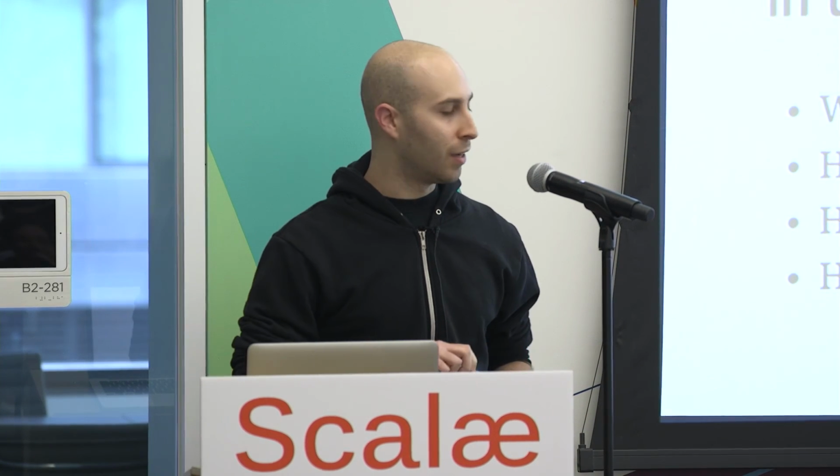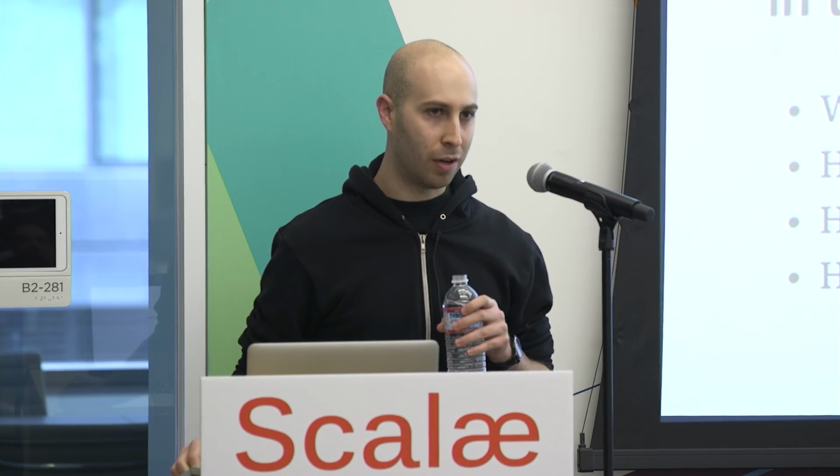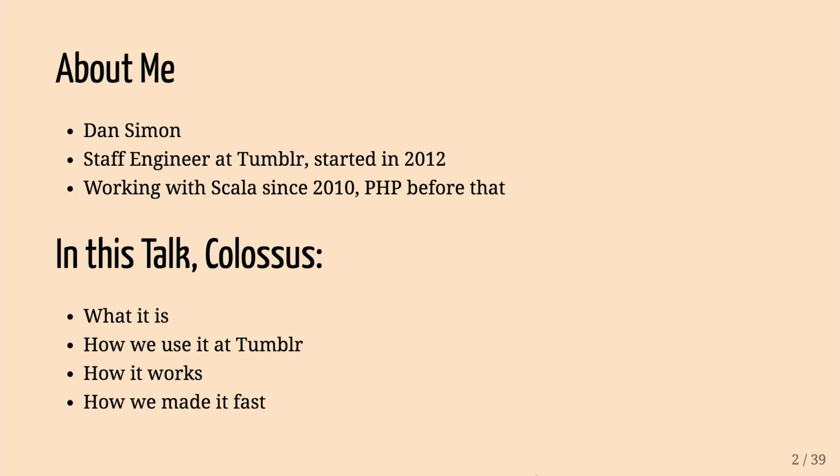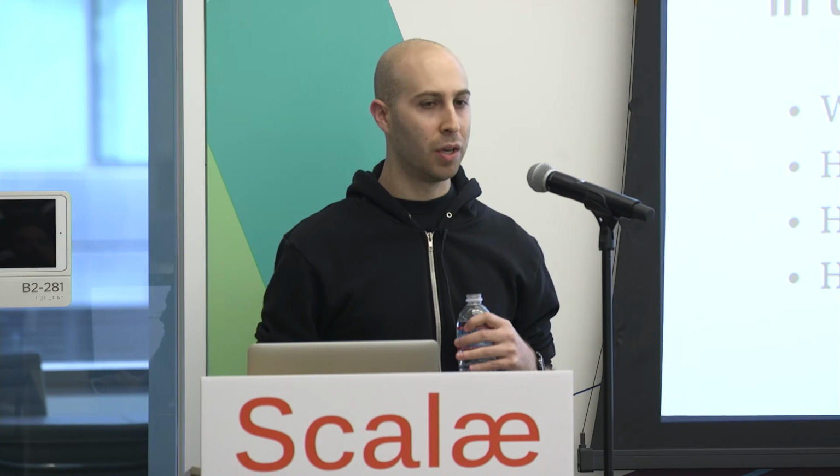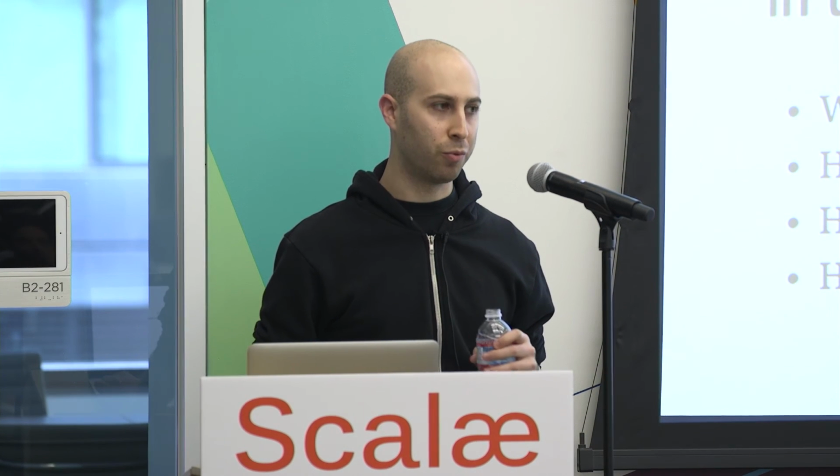So anyway, in this talk, I'm going to be focusing on Colossus, what it is, how we use it at Tumblr, how it works, and also with some code examples of what it looks like when you're using it, and how we made it fast. Because one of the big things about Colossus is that it's really designed to be a high-performance framework.